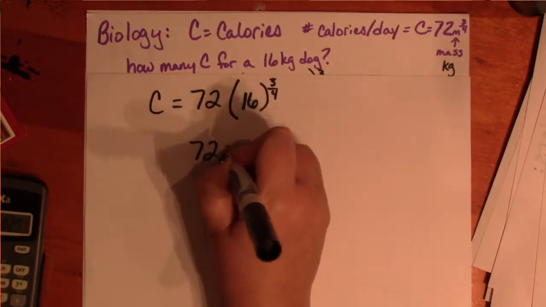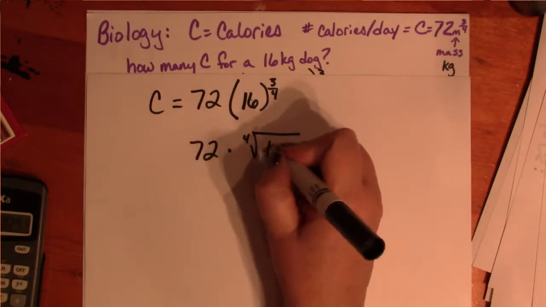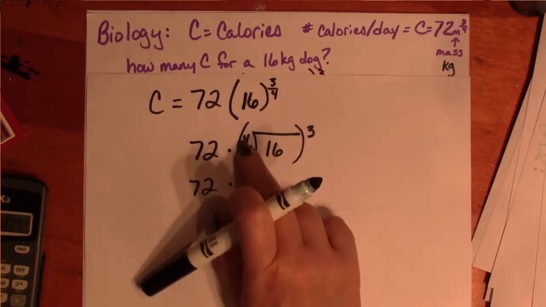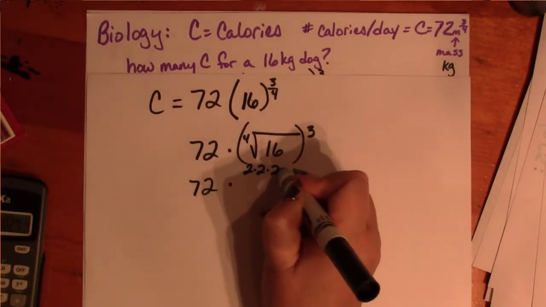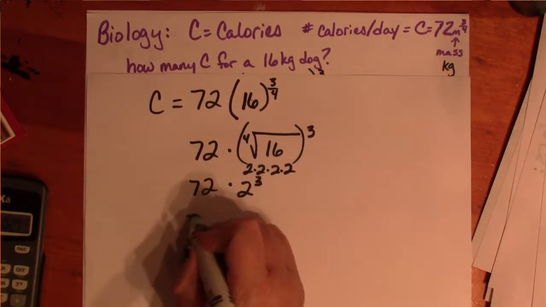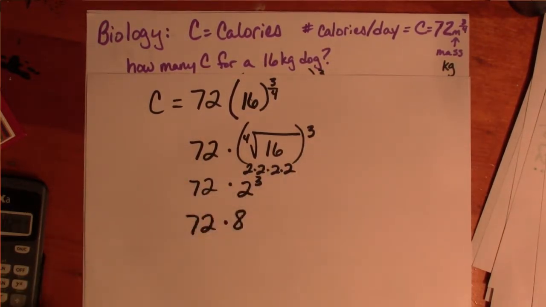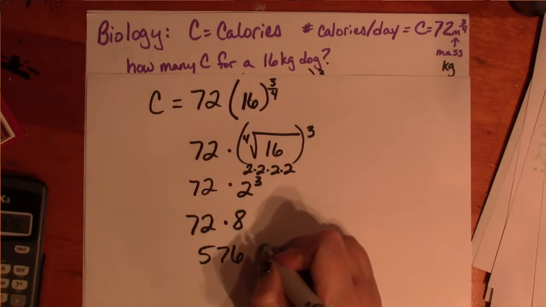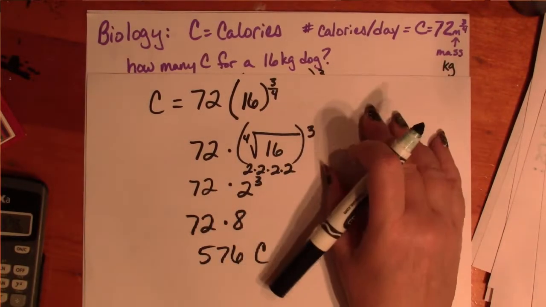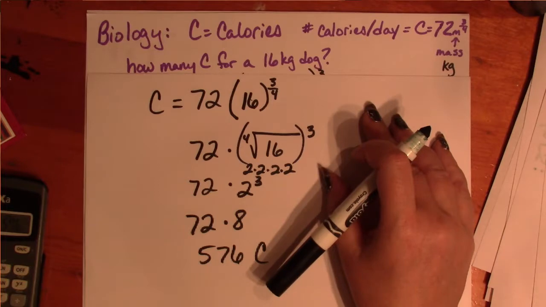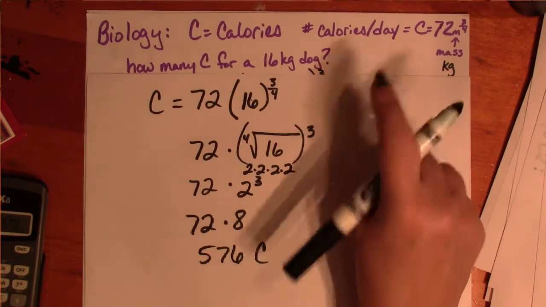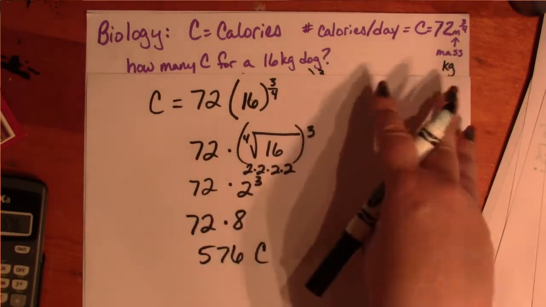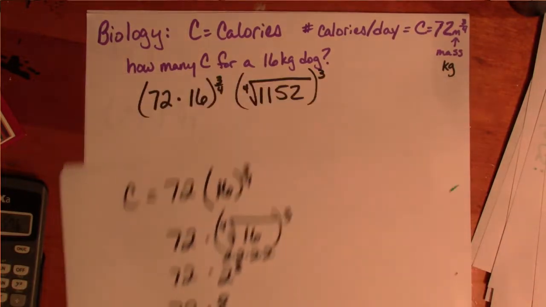So we're going to do 72 times the 4th root of 16 cubed, which is 72 times, and the 4th root of 16 is 2, cubed is 8. 72 times 8 is 576 calories. You have a problem just like this. Check it out, number 3, about an 81-kilogram panda using this same formula. So pause here, try one for yourself, and then come back when you've got an answer.